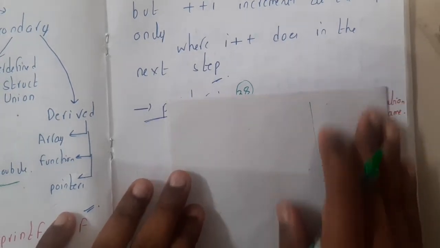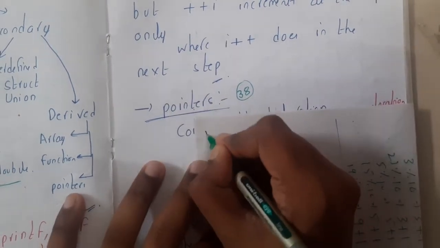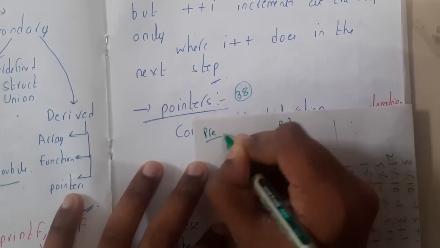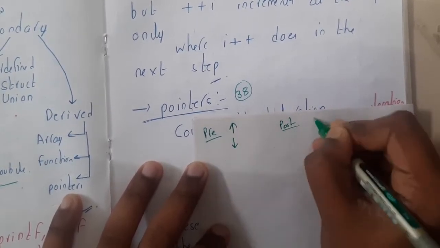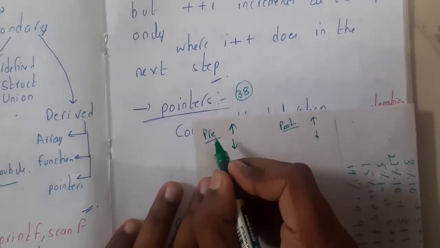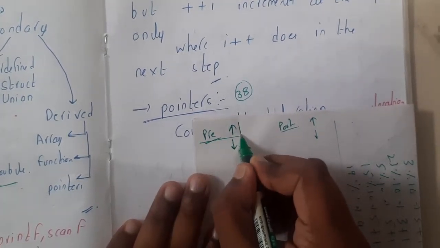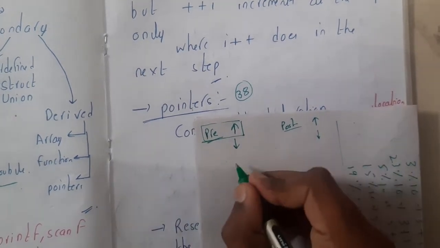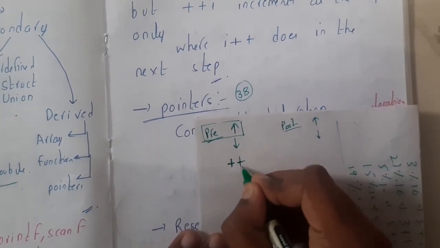Okay, so let me give you a small example. I am talking about pre and post. It might be increment or it might be decrement. Firstly, let us discuss pre-increment, guys. From the name you can say that the increment is applied before your variable, so the value is added first.